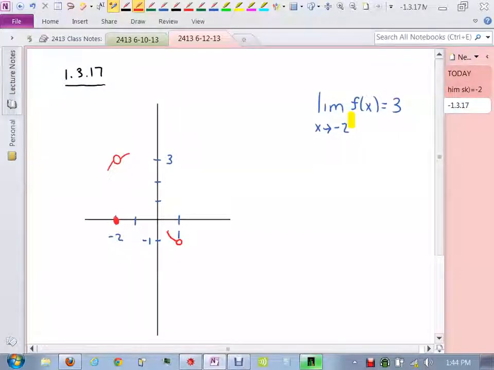The next one says that as I approach 1 from the right, I should be approaching what y value? 2. So I'm going to draw up at the y value of 2 and an x value of 1, another open dot, and that's where I'm supposed to be headed coming in the right side. And what is my function's value at 1 supposed to be? 2, which means I should do what? Fill in that little circle up there.